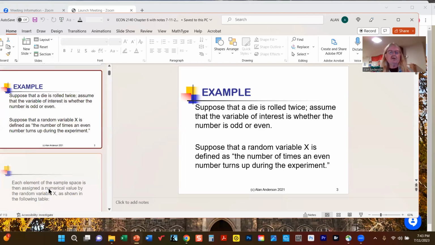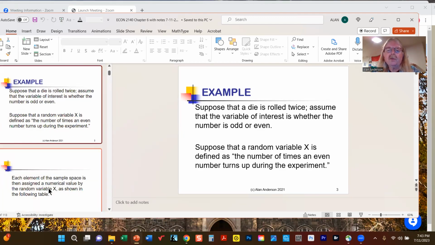So now we're going to go back and look at this example that we've seen before. A die is rolled twice. And we're only focused on whether or not the outcome is even or odd. We don't really care what the individual numbers are. We're only looking at odds and evens. Now, suppose that in this experiment, we define the random variable x to represent the number of times that an even number turns up during the course of this experiment.